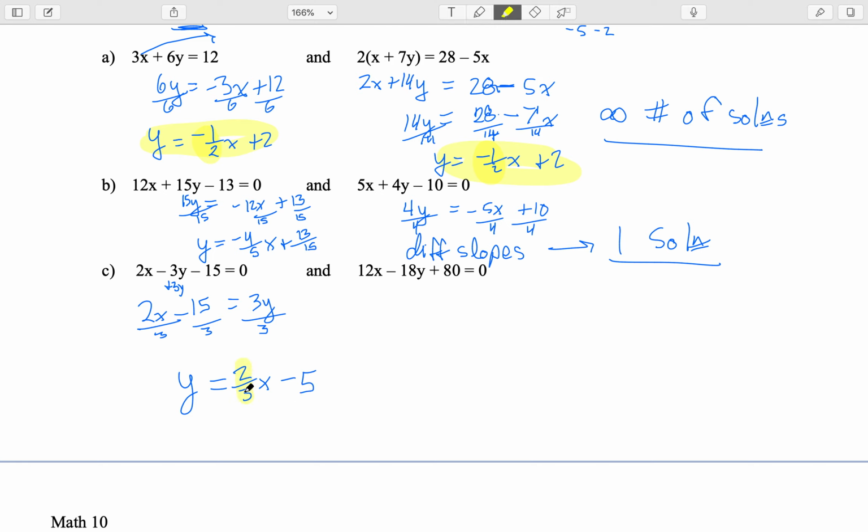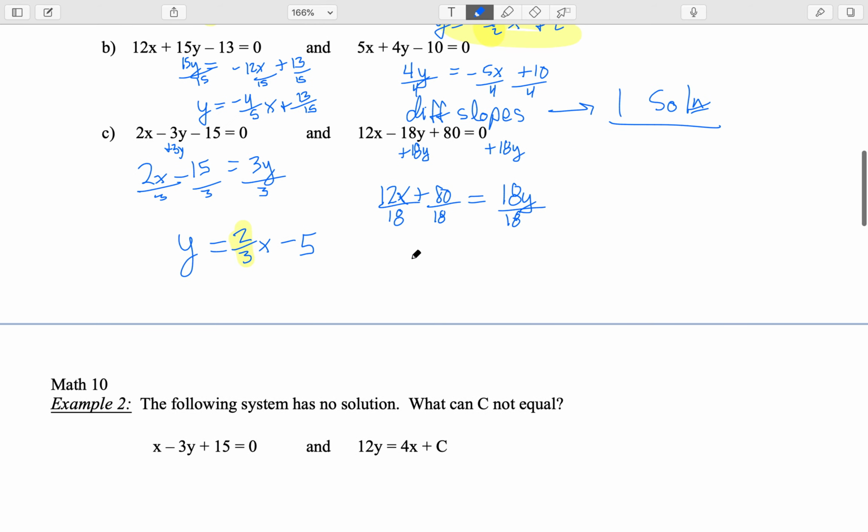So the y-intercept is minus 5, and there's my slope. Slope is 2/3. Okay, so let's figure out the slope for this one. Once again, see this? It's minus 18y. Let's go plus 18y to both sides. So here's what I get. On the right-hand side, I got 18y is equal to 12x plus 80. Okay, now, what do I want to do? Divide everything by 18. And now I'll write it in the right order. Y is equal to 12/18, divide out 6. Guess what? You get 2/3.